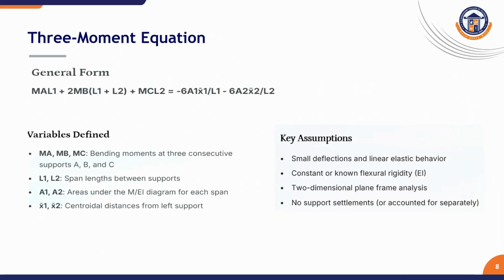The three moment equation. The three moment equation relates the moments at three consecutive supports, usually denoted as M1, M2 and M3. The general form of the equation is MA L1 plus 2 MB into (L1 plus L2) plus MC L2 equals minus 6 A1 x1 bar by L1 minus 6 A2 x2 bar by L2. This equation accounts for the span lengths, loading conditions and flexural rigidity.